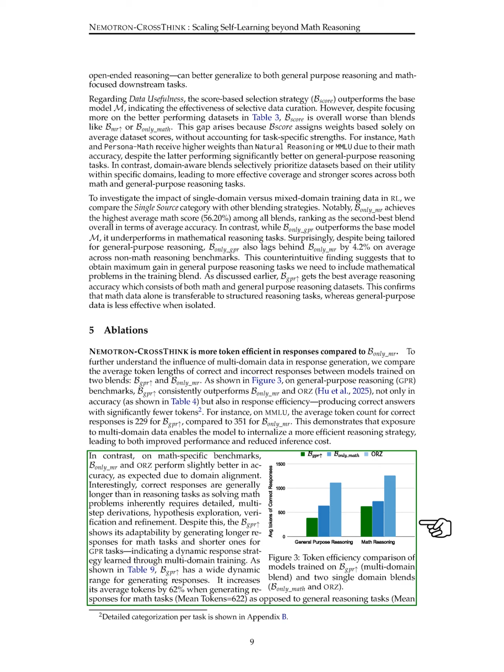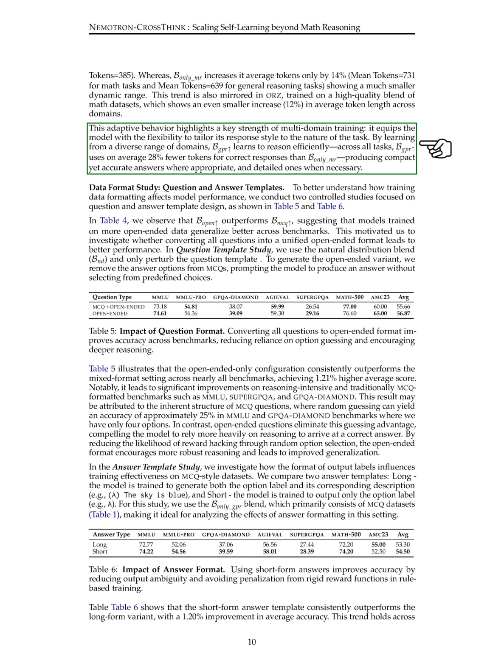In math-specific benchmarks, the other blend performs slightly better in accuracy, which is expected due to its focused training. However, we notice that correct responses in math tasks tend to be longer because solving these problems requires detailed, multi-step reasoning. Interestingly, the general-purpose blend adapts by generating longer responses for math tasks and shorter ones for general reasoning tasks, showing a flexible response strategy learned through multi-domain training. We also observe that the general-purpose blend has a wide range for generating responses, increasing its average token count by 62% for math tasks compared to a smaller increase of 14% for the other blend. This adaptability highlights the strength of multi-domain training, allowing the model to adjust its response style based on the task. Overall, the general-purpose blend uses about 28% fewer tokens for correct responses than the other blend, producing concise yet accurate answers when needed.